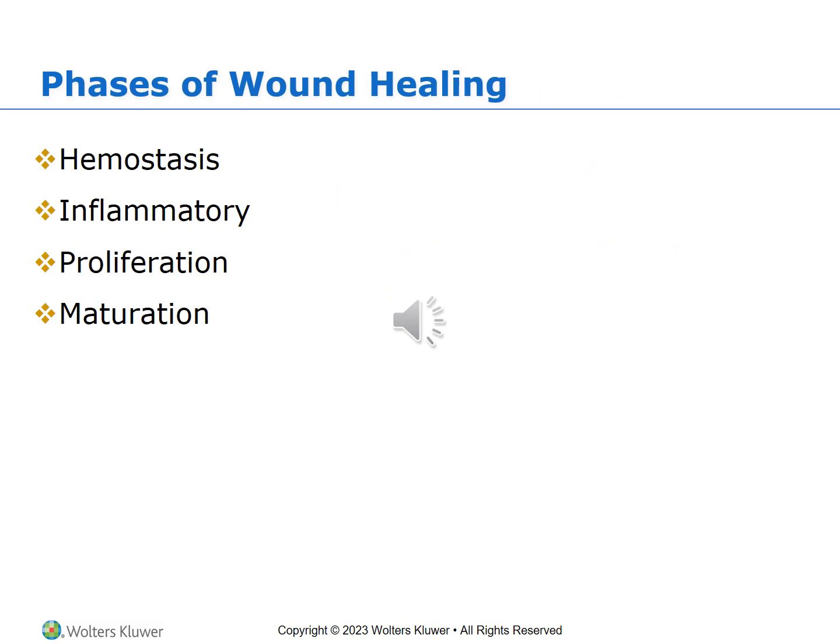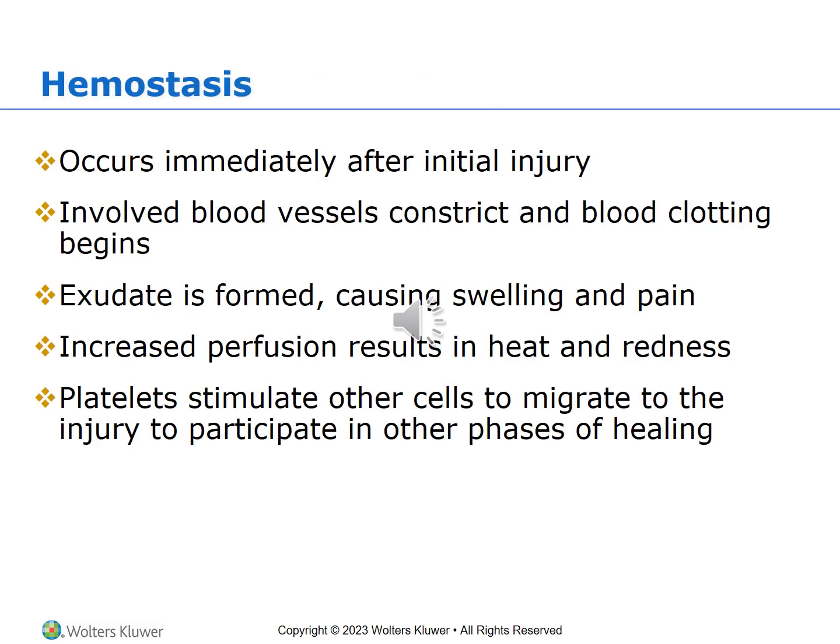Phases of wound healing include hemostasis, inflammatory, proliferation, and maturation, and we'll talk about each of these stages later on. So there are 4 stages to wound healing. We'll discuss them in order. Hemostasis is the first stage, and hemostasis occurs immediately after there is injury.